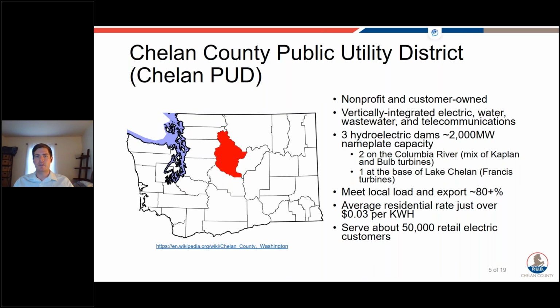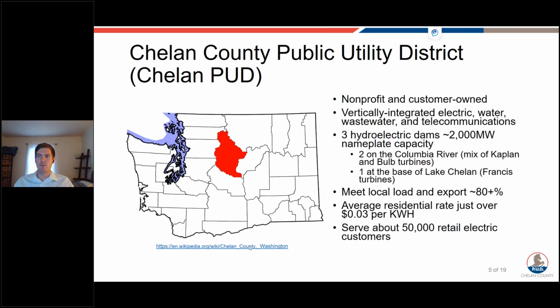Chelan County borders the Columbia River, and we have 3 hydroelectric dams with a total nameplate capacity around 2 gigawatts. Our 2 dams on the Columbia are mostly run-of-river, so we don't have much storage. And the third is at the base of Lake Chelan, which is a very popular recreation destination. Fun fact, our Rock Island Dam has both the oldest and the newest powerhouses on the Columbia River.